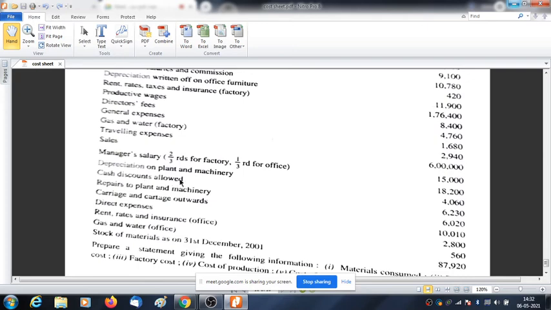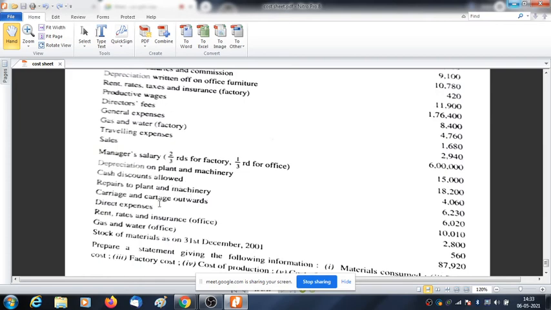Then depreciation on plant and machinery, cash discount allowed. Now what will we do with this cash discount allowed? Tell me. Just think, don't be in haste. Discount allowed won't come in the cost sheet. It is a financial expense. Because there are certain expenses, financial expenses, which won't come in the cost sheet.